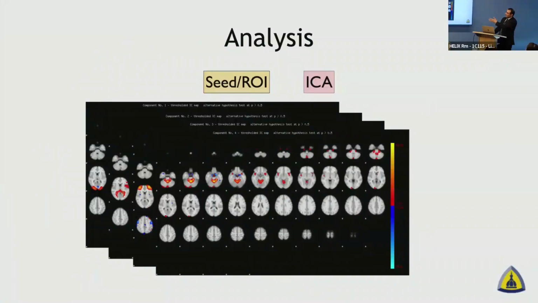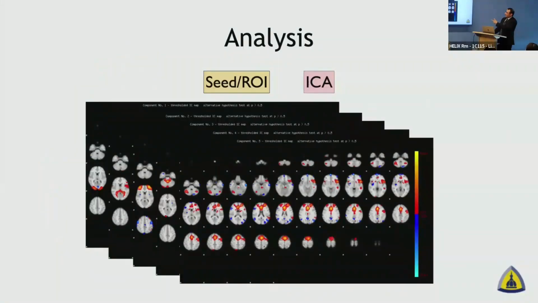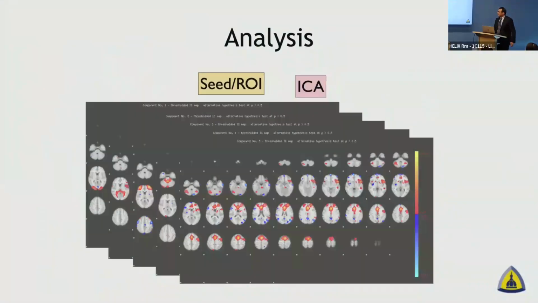represent, like, this is noise because it's in the ventricle. It's just CSF noise. But this is actually the anterior part of the default mode network. So you have to go through these maps and then find out which one may represent real brain signal.